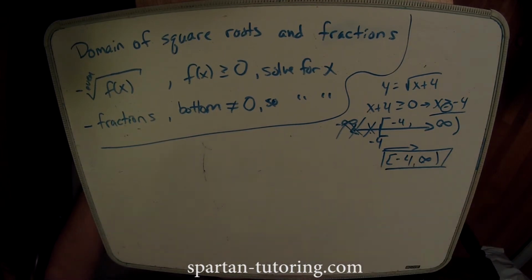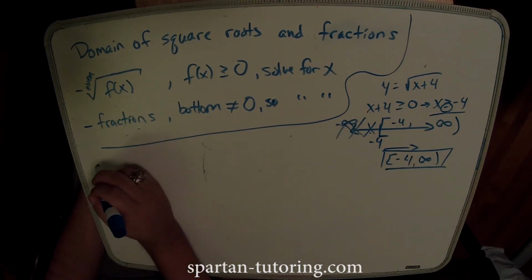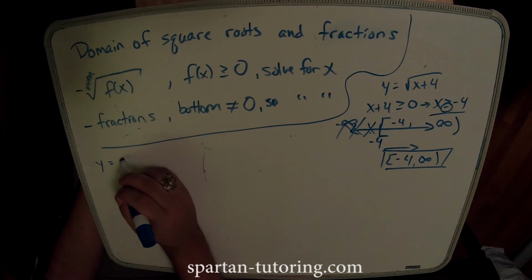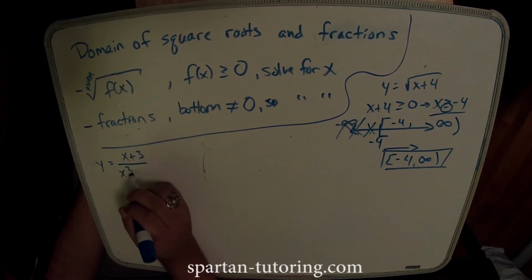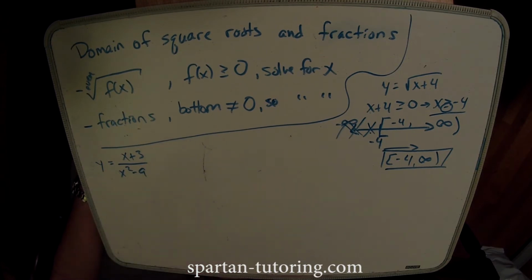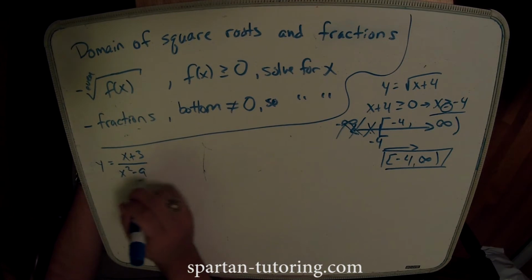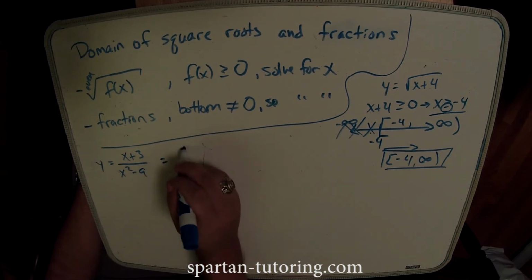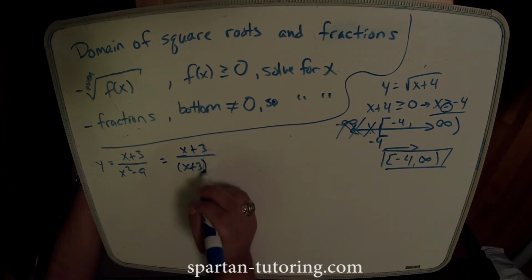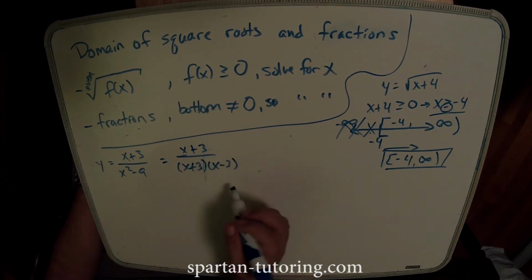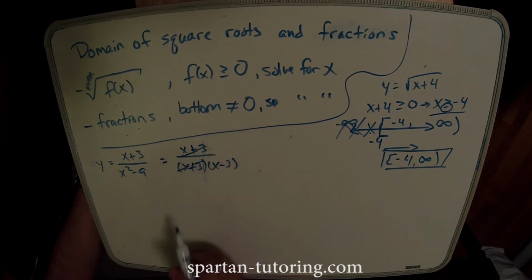Let's talk about a fraction. Say we have something like this: y is equal to x plus 3 divided by x squared minus 9. Now here's why I wanted to put this one up. What some people are going to do, whenever they factor this bottom, that's going to be x plus 3 over x plus 3 times x minus 3. A lot of people are going to cancel out that x plus 3.